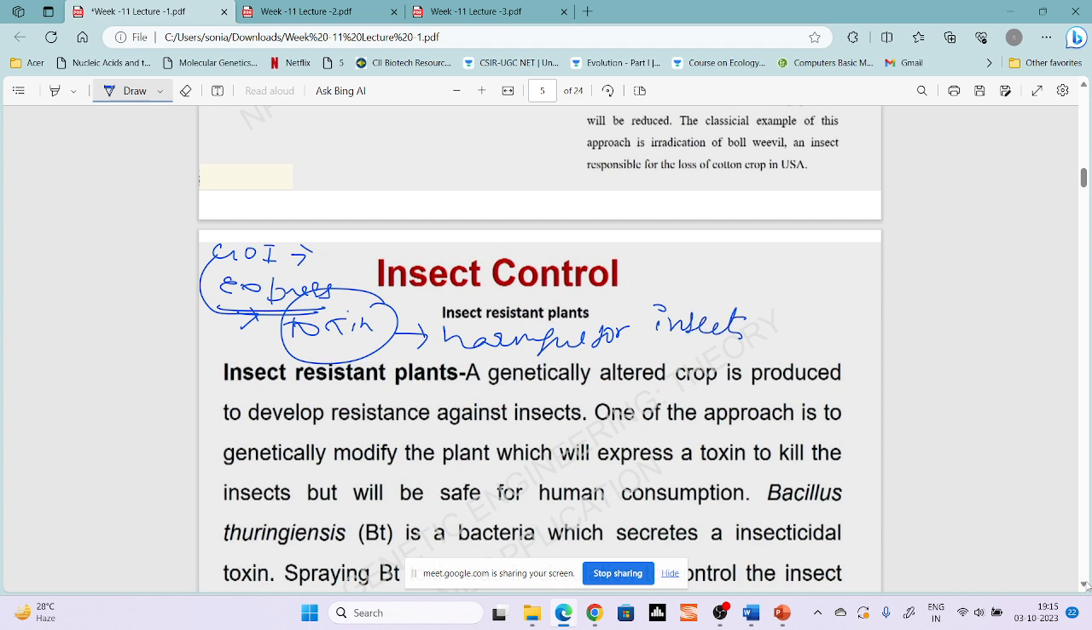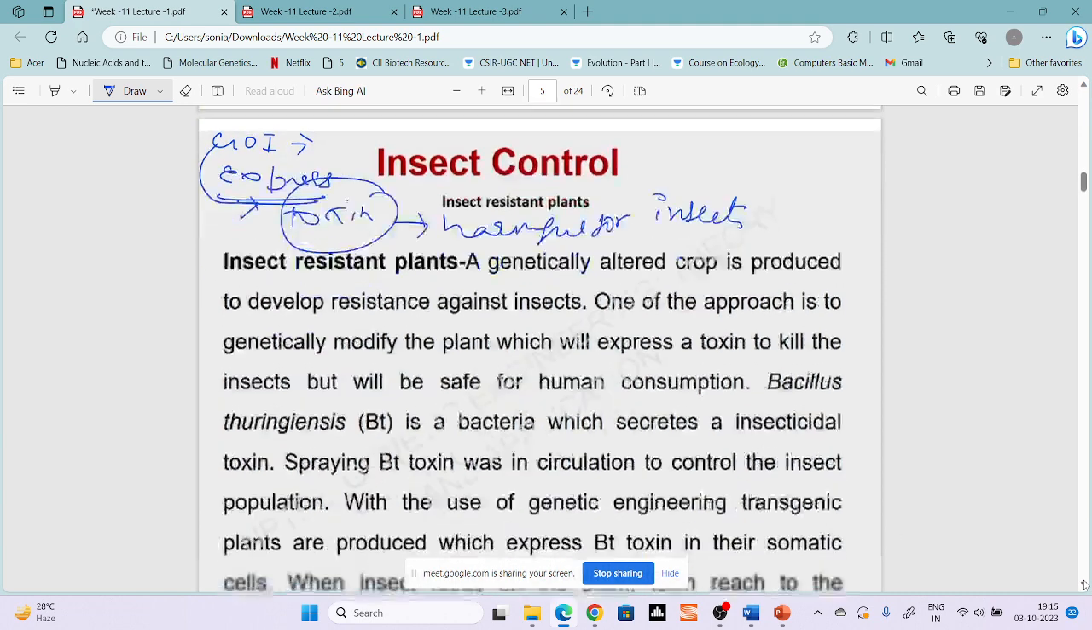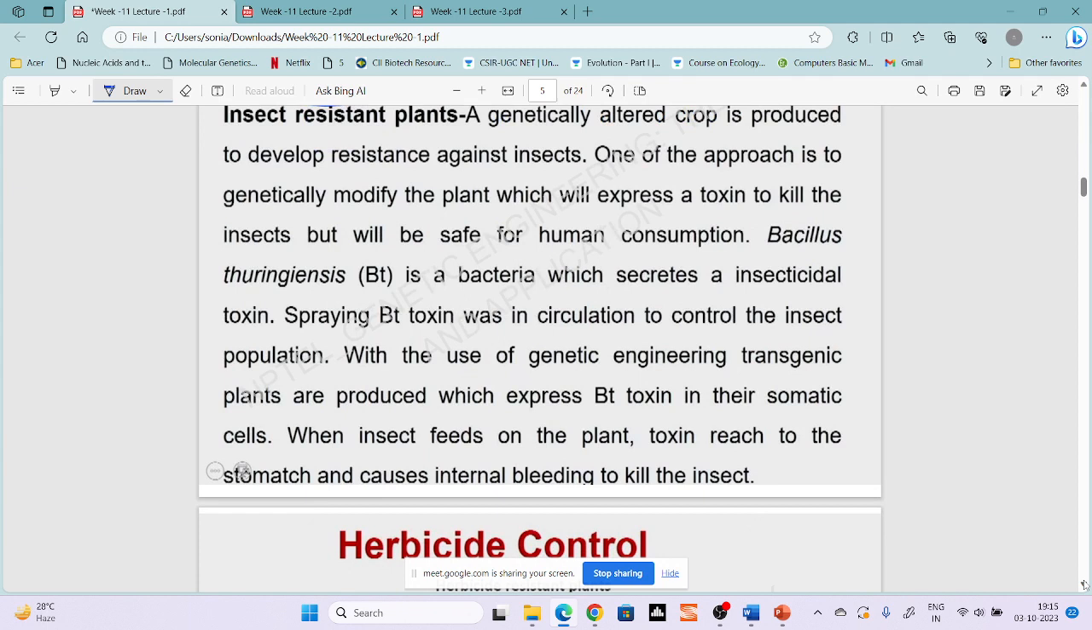So by expression of this toxin, whenever there is an insect, the insect population will be reduced, because now this particular crop is genetically modified. That harmful toxin is released from Bacillus thuringiensis. BT is a bacterium which secretes an insecticidal toxin. So this was a strategy. Basically they used genetic engineering because they expressed the BT toxin in the plant's somatic cells.